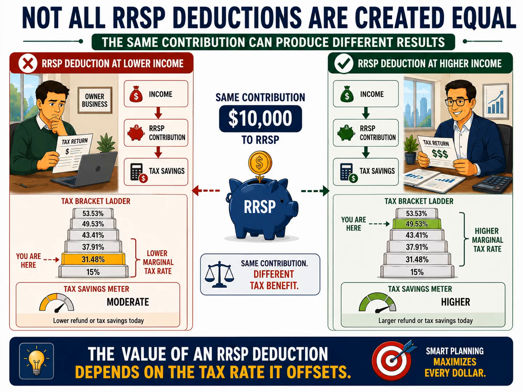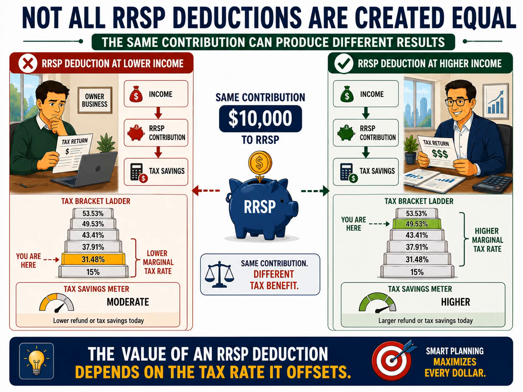Let's start by looking at the center of the slide. Notice that both individuals make the exact same RRSP contribution, $10,000. The contribution amount is identical. Nothing changes about the contribution itself, yet the tax benefits are very different. Why? The answer lies in marginal tax rates.